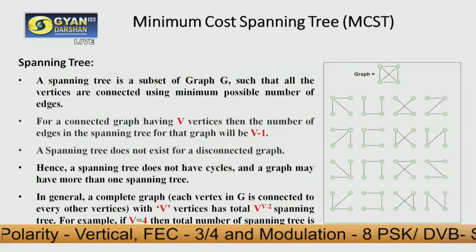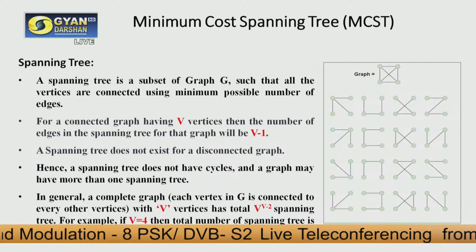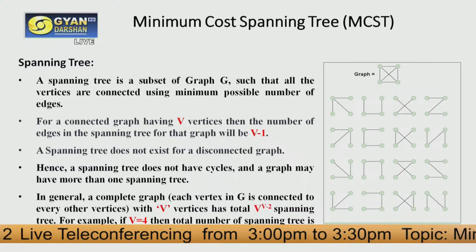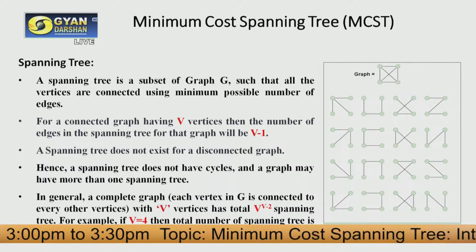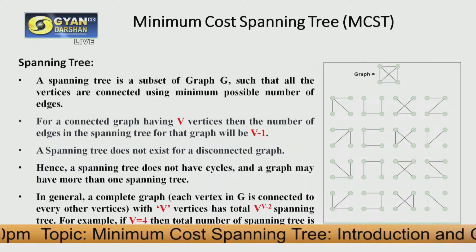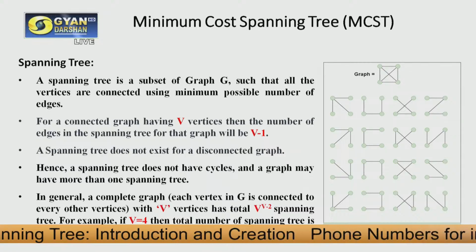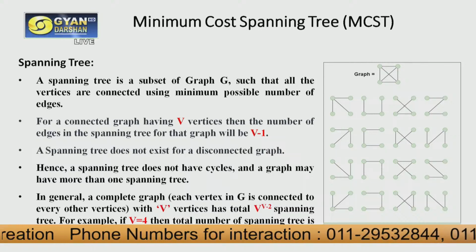So today's topic is to discuss the minimum cost spanning tree. Before we discuss that, let me introduce what a spanning tree is. A spanning tree is a tree which is a subset of a graph such that all the vertices are connected using the minimum possible number of edges. What is the meaning of that? It is connected with the minimum number of possible edges.